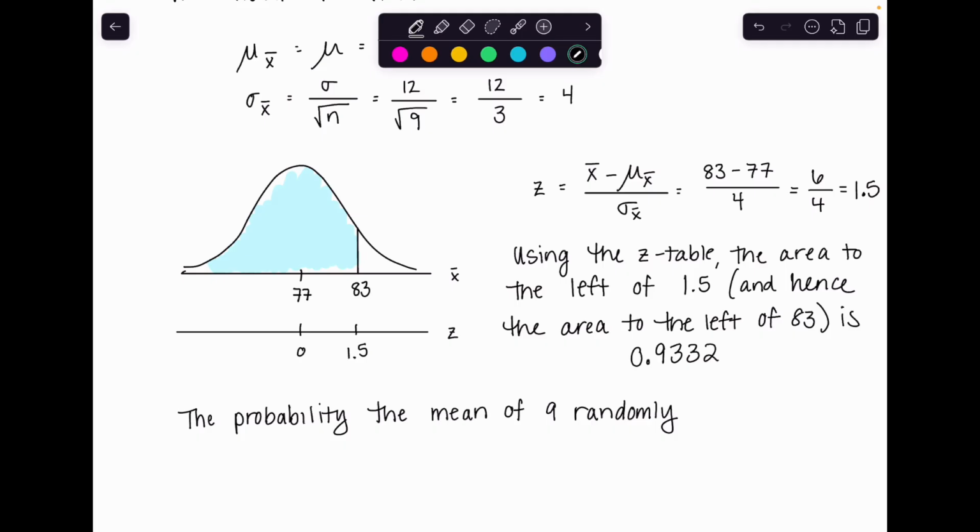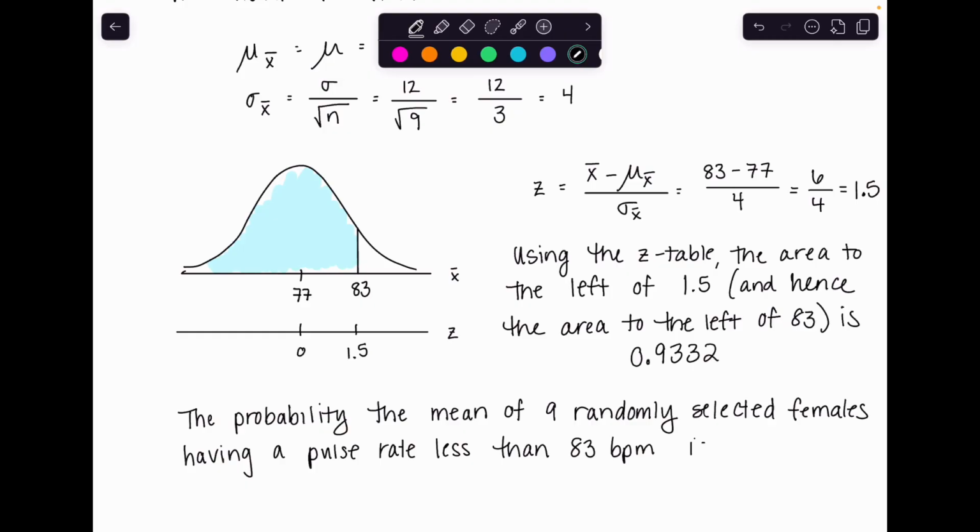So the probability, the mean of 9 randomly selected females having a pulse rate less than 83 beats per minute is exactly the 0.9332. So there is a 93.3% chance when you draw 9 females randomly that their collective mean pulse rate is less than 83. Okay.